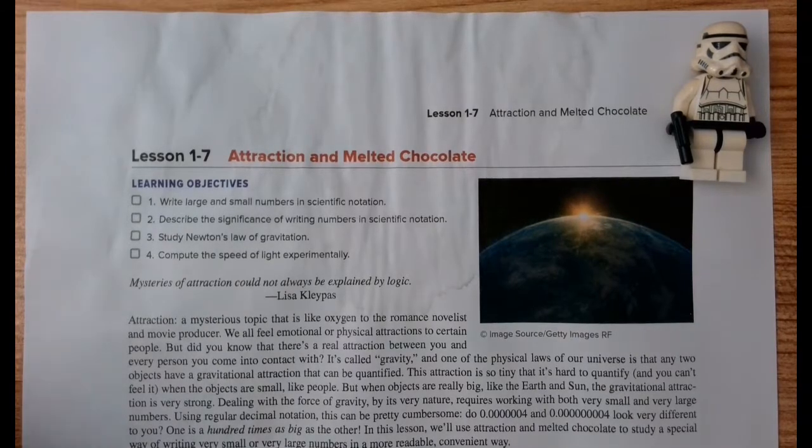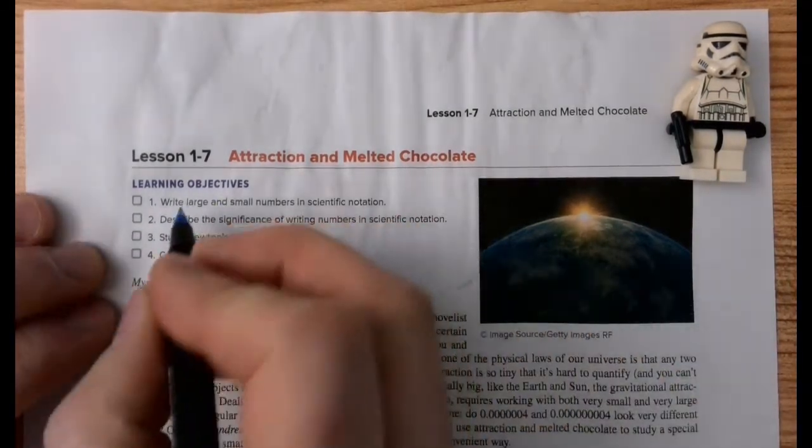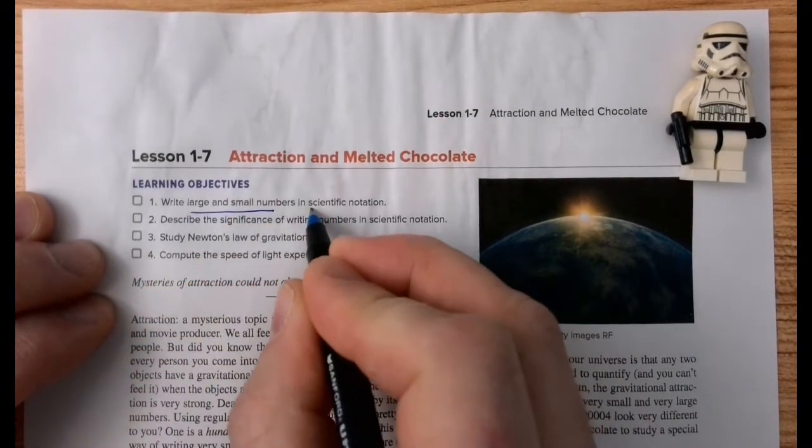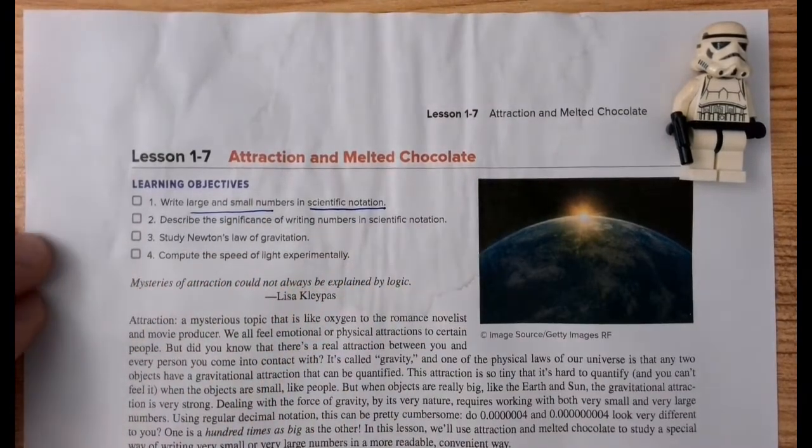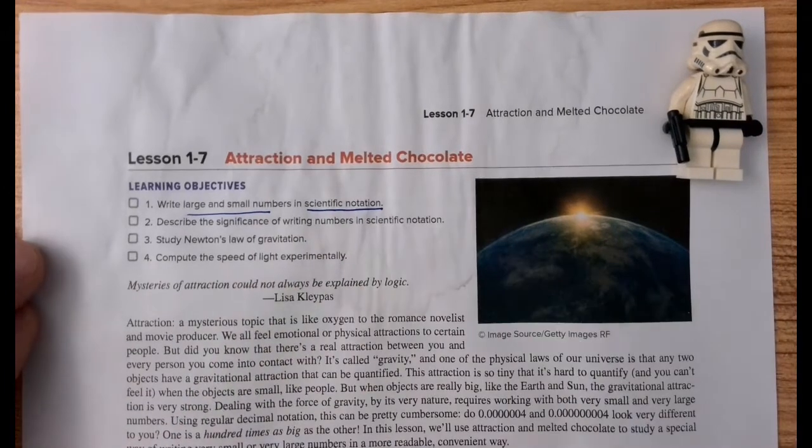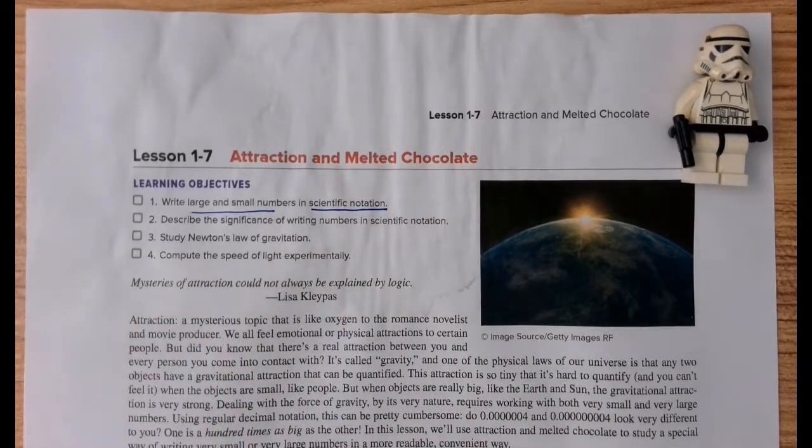So what we're going to do, just real basic stuff here, is look at the idea of large and small numbers in the context of scientific notation and being able to convert between the two. And we're going to use Newton's law of gravitation to attack this type of situation.